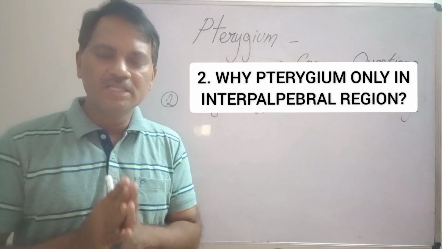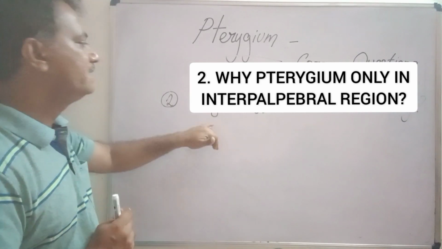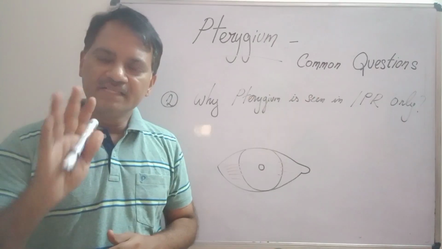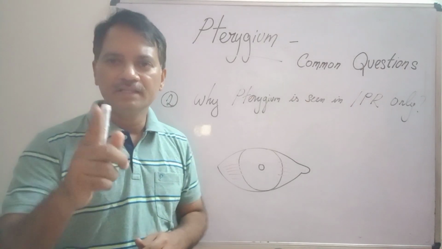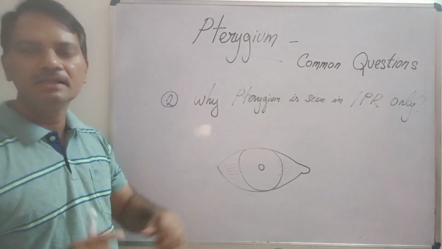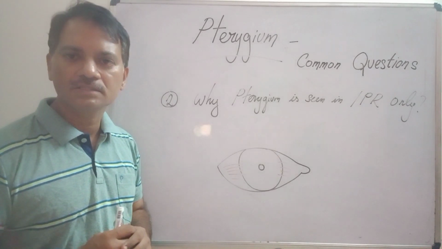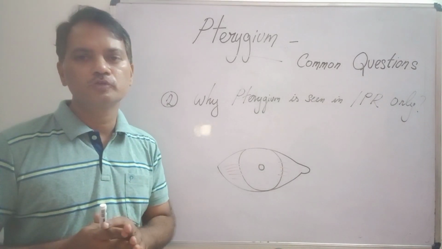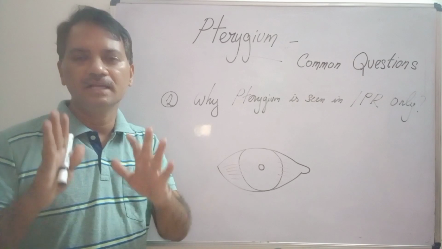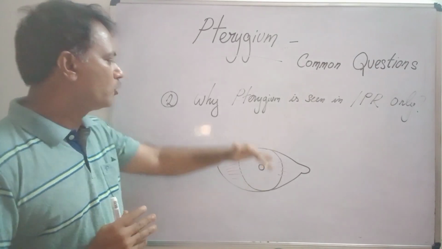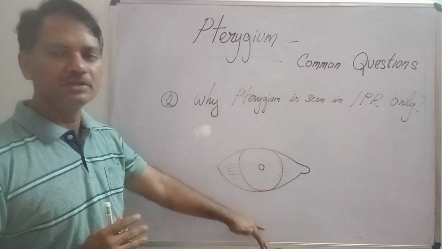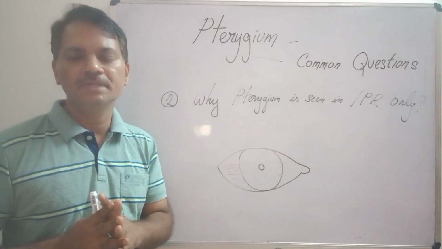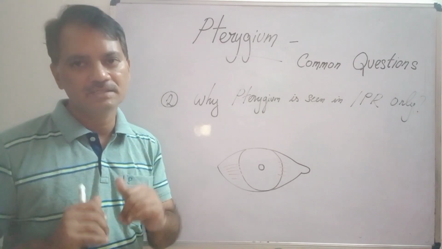The second commonest question asked is, why is pterygium seen in the interpalpebral region only? The pterygium is very common on either side of the cornea, only in the interpalpebral portion, because only these portions are maximally exposed to the ultraviolet rays and the dust particles. The portion which is above the cornea and below the cornea are not exposed to the ultraviolet rays and dust particles because they are covered by the lids.